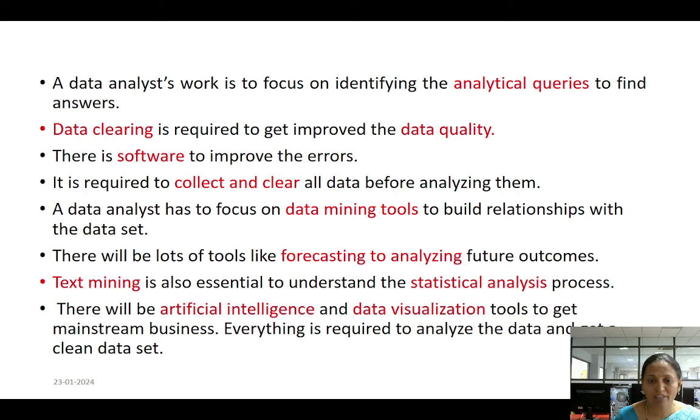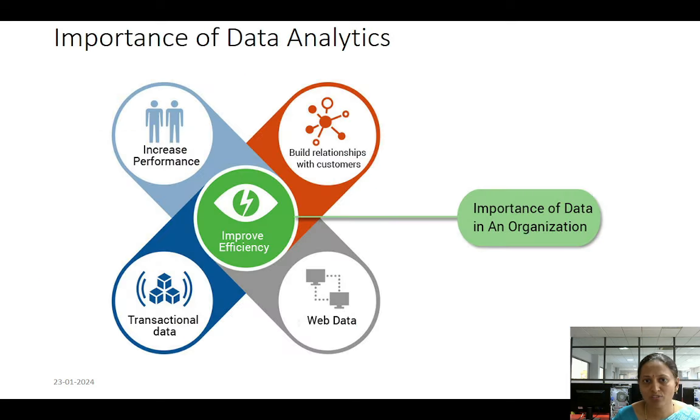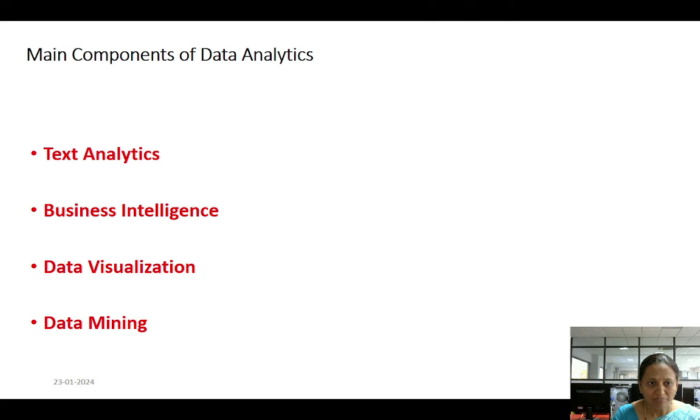Then there are a lot of tools like forecasting and analyzing the future outcomes. Text mining is also essential to understand the statistical analysis. And we have artificial intelligence and data visualization tools to help visualize the data we have processed, or the analytics part we have done. So this is the importance of data analytics. It mainly deals with increased performance, building relationships with customers, improved efficiency, transactional data, web data, and these are the various importance of organizing the data, or importance of data analytics.